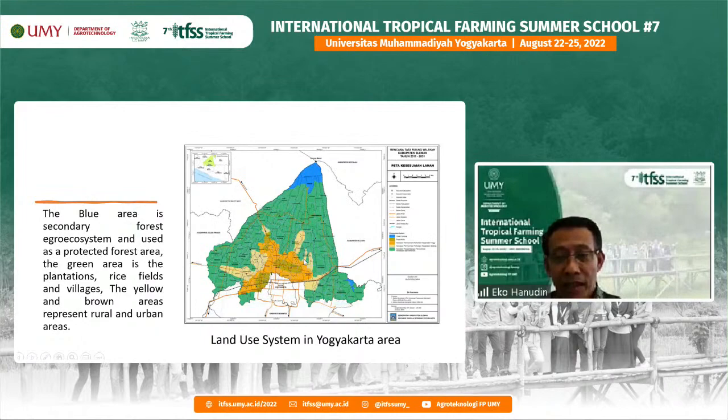This is just an example, the land use map in the Yogyakarta area. You see in the top one, you can see the blue area. This is secondary forest agroecosystem, used as a protected forest area. And the green area is plantation, rice field, and village, and the yellow and brown areas represent the rural and urban areas. Unfortunately, because of the COVID pandemic, we cannot go there. I hope next year we can go there, because you can see the beautiful area.